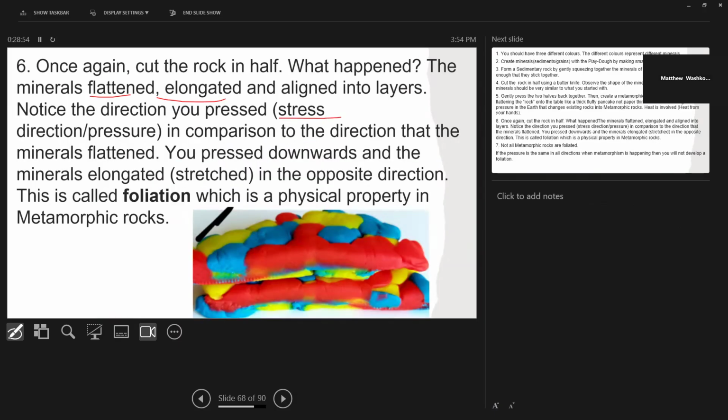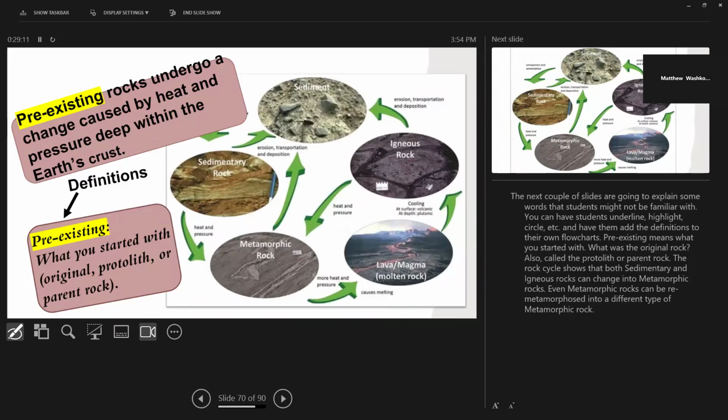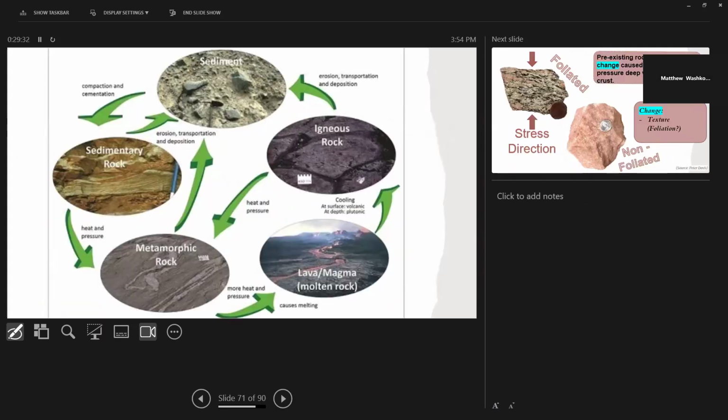So you have stress direction and you have pressure. You have the amount of pressure. You have the amount of heat, which is going to bring us into foliation, which is a physical property in metamorphic rocks, which we'll talk about here. So again, these are pre-existent rocks that undergo a change. All sedimentary rocks become metamorphic rocks. Metamorphic rocks can become lava and magma, which can become igneous rocks. These igneous rocks get eroded and turn into sedimentary rocks, and so on and so forth, right? You have a rock cycle here.